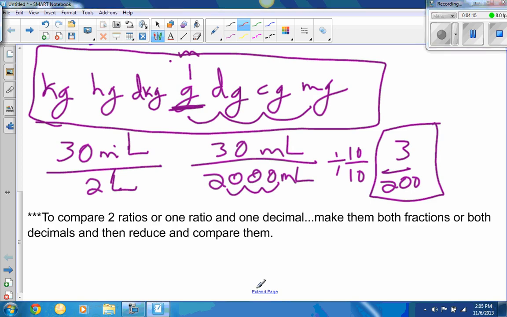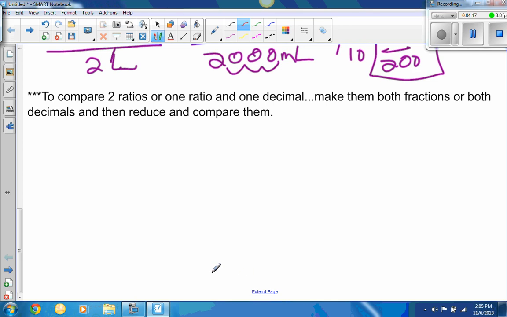Then the last portion of your assignment is going to talk about stuff like this. To compare two ratios, or one ratio and one decimal, you're going to make them both fractions or both decimals and then reduce and compare them. We've actually done stuff like this before. When we did fractions and decimals, we talked about how you can't compare a fraction to a decimal. You need to make them both the same kind of thing and then compare them. It's the same exact thing with this.